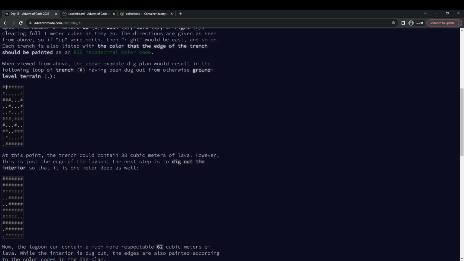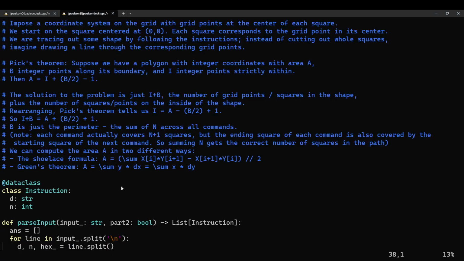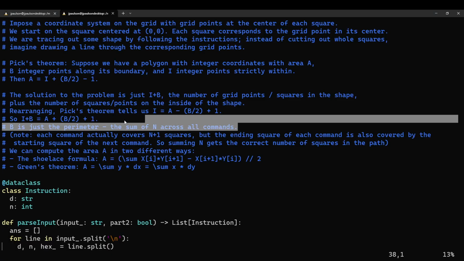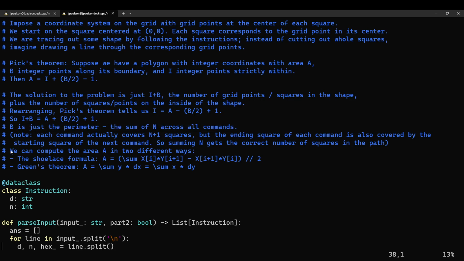One way to think about this is to consider this first step not actually covering this square. It covers these squares, and then the next step covers these squares, but not this square. You can see every square is covered once if you count that way, and everything covers n squares. So anyway, the perimeter is the sum of the lengths across all the commands. And the area, we need some more math to compute.